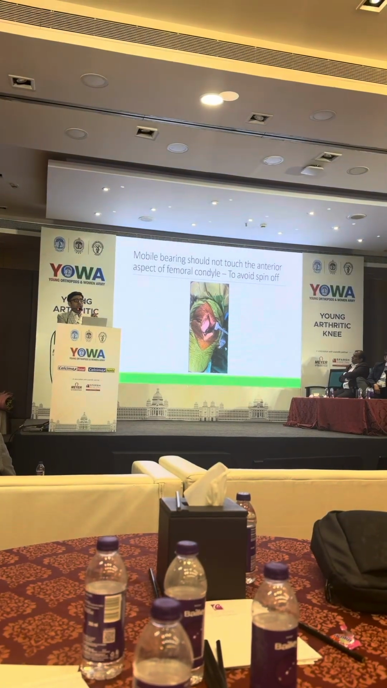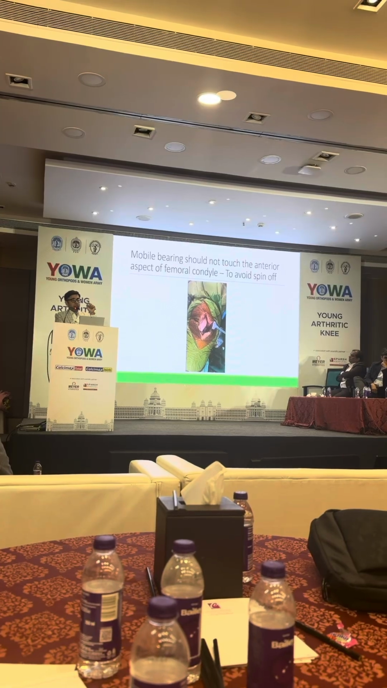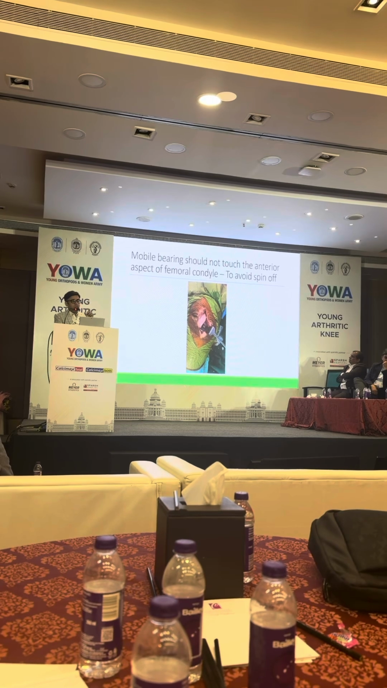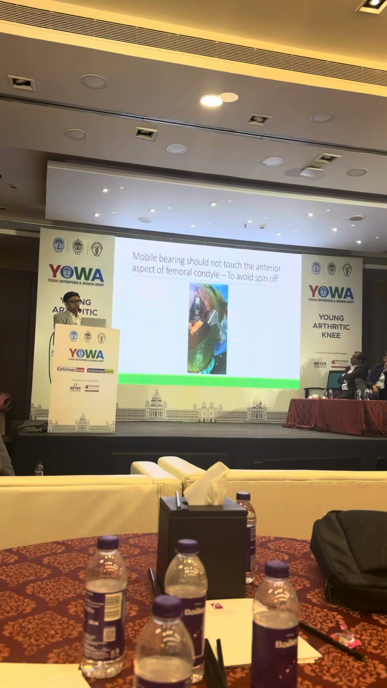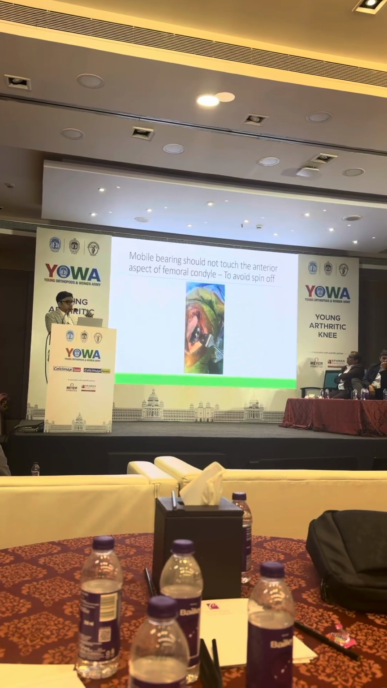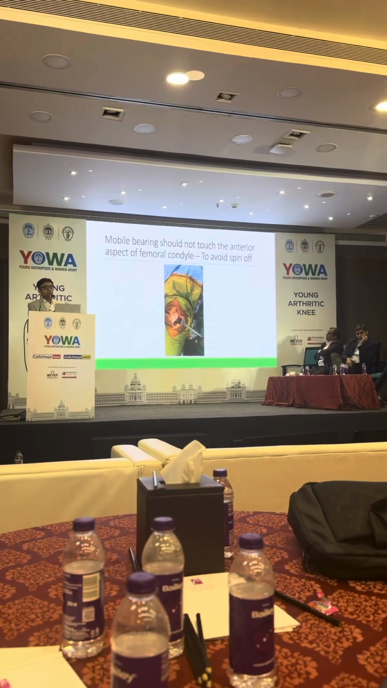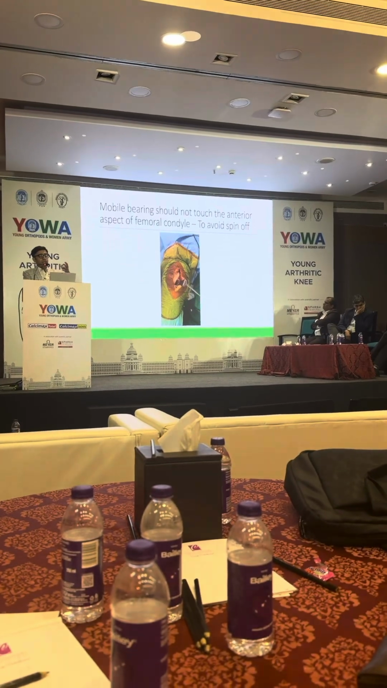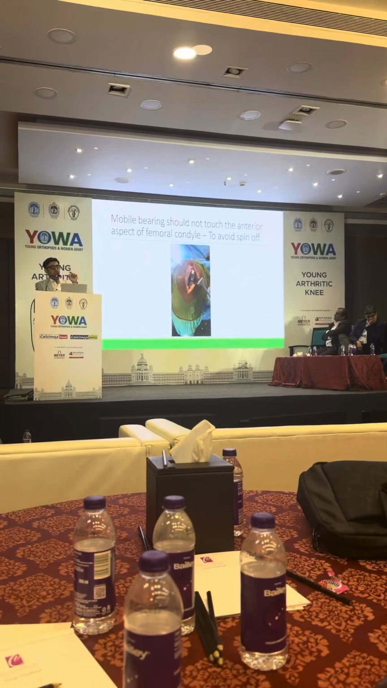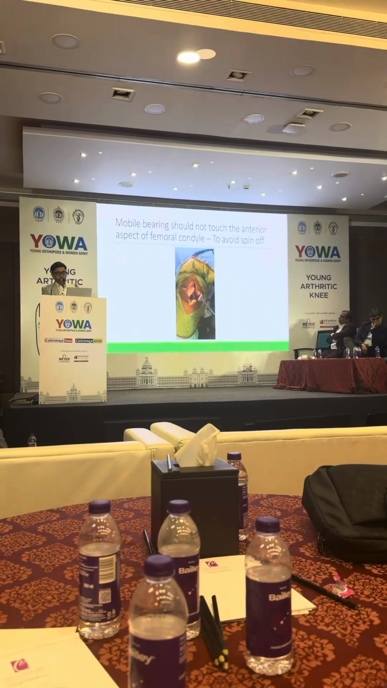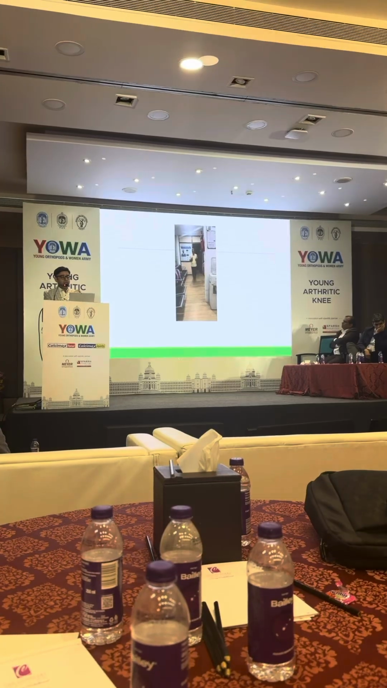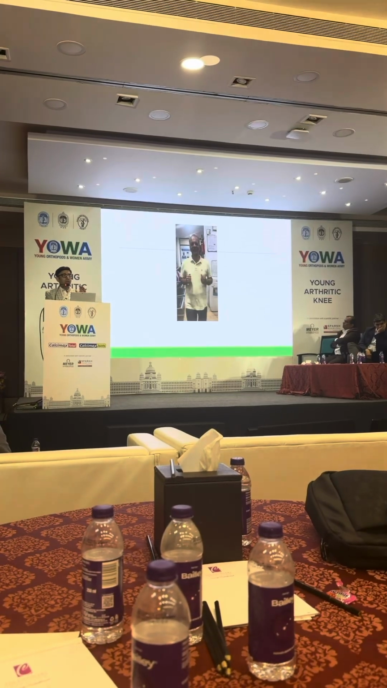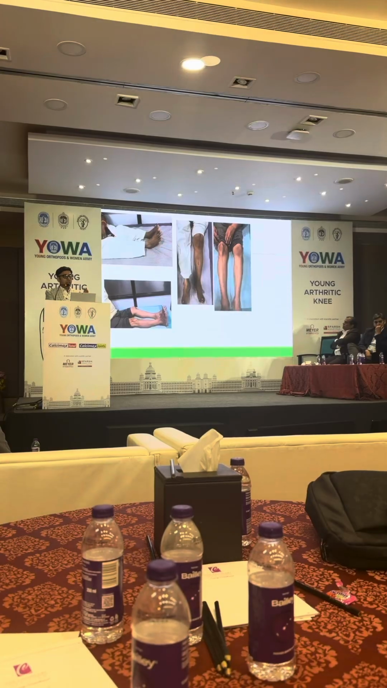If you are doing mobile bearing, the bearing should not touch the anterior aspect of the femoral condyle, to avoid spin off. In complete extension, we remove this part of the bone anteriorly over the front. Otherwise, it spins off. The common reason for mobile bearing problems is spinning of the poly, which spins off when it hits the anterior femoral bone. So we remove that bone if we are doing mobile bearing. With that, you can see that we can get absolute full movement, full flexion.